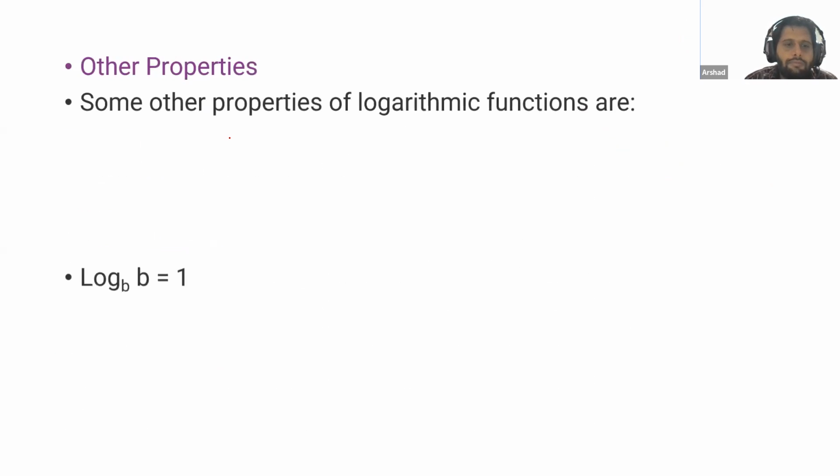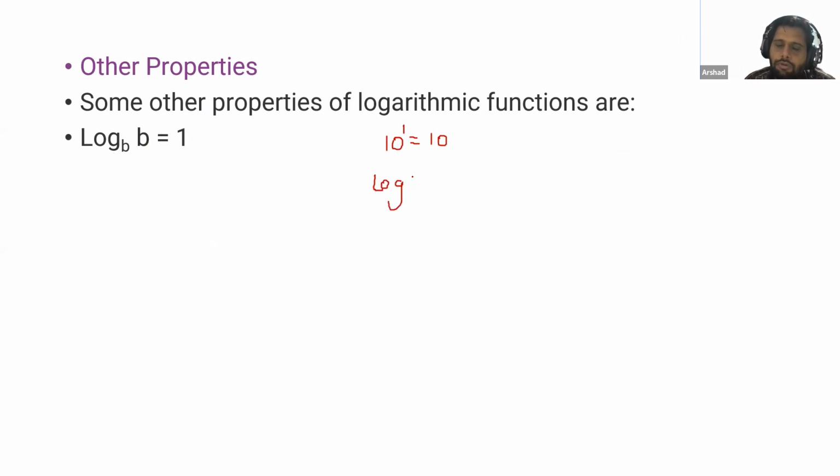Some more properties. For example, log b to the base b should be 1. Okay. I hope you understood this. How will we see this? Suppose we have 10 to the power 1 is equal to 10. How can we write this in terms of log? Log 10 to the base 10 should be 1. How will we read this? What should be the power of 10 so that we will get 10? So we will get 1.